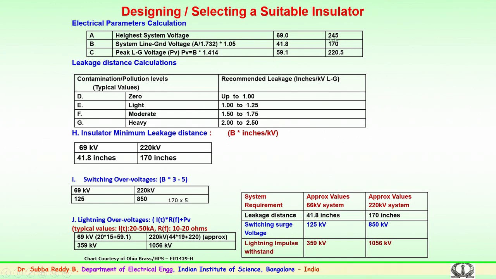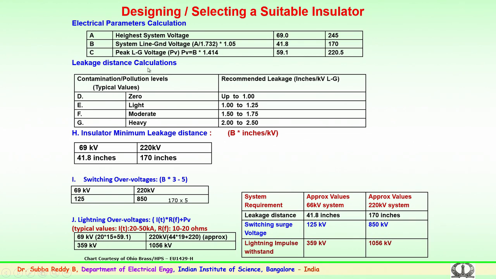The highest system voltage of a 220 kV system is 245 kV, and the system line to ground voltage, indicated as A, is the system voltage divided by root 3, that is 1.73, into 1.05, where a 5% extra is taken into consideration for design. It gives a value of 170, which we will use later. Further, the peak of the line to ground voltage is the value 170 into root 2, that is 1.414, which gives 220.5 for line to ground. So, this is how the electrical parameters are calculated.